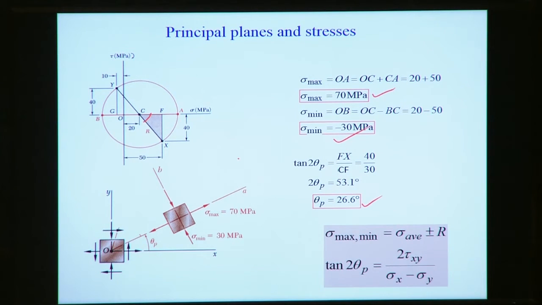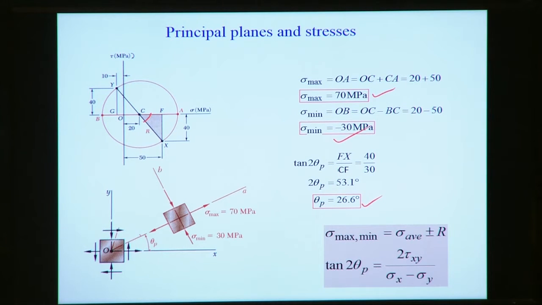So theta p is equal to 26.6 degrees. First we look at the average stress value and then find the radial distance. Looking at the stress state, we find the stress points x and y, and from those points we can draw the circle by identifying the center point. So this is the way to construct the Mohr circle from the stress state.